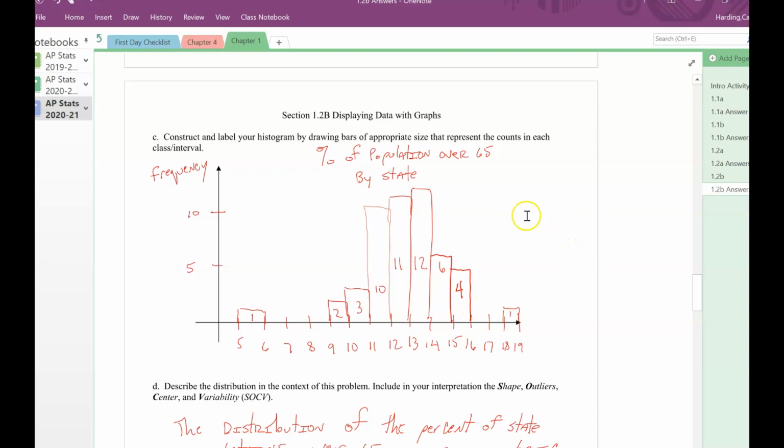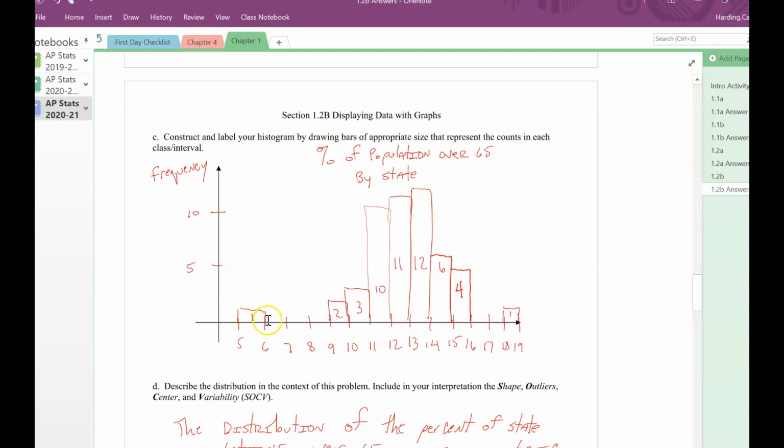Now, how about describing this distribution? So let's go through the important pieces. There's shape. The shape of this is somewhat symmetric. If you said maybe slightly skewed left, I could see that. It's more symmetric though. It does have an outlier right here. The outlier is at 5.8%.